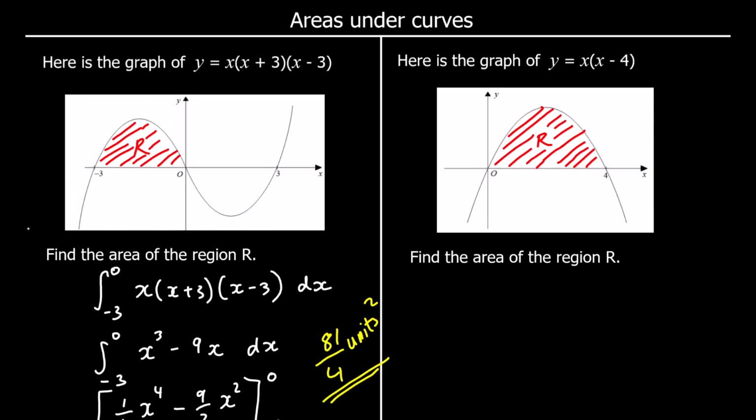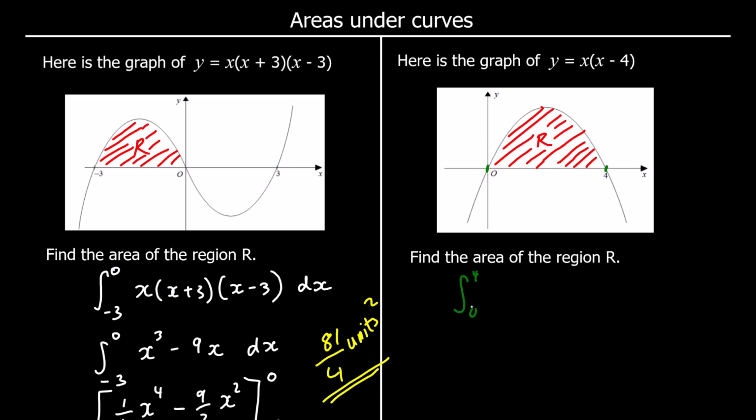Here's one for you to try. Pause the video, give it a go. Try and do it without a calculator, because they can always put a letter, a constant, in the question. So we need to be able to do this process. So we've got x times (x minus 4). We can see it crosses the x-axis at 0 and 4. And we want to find the area between those two.